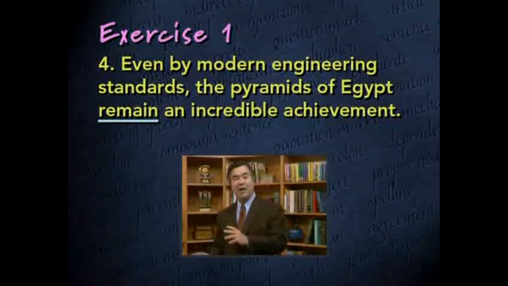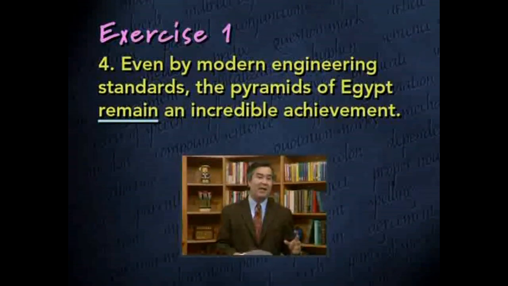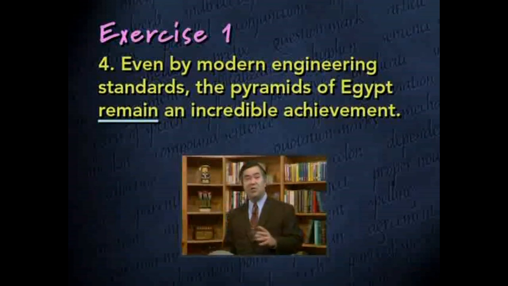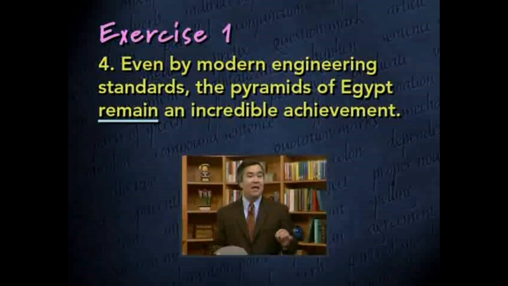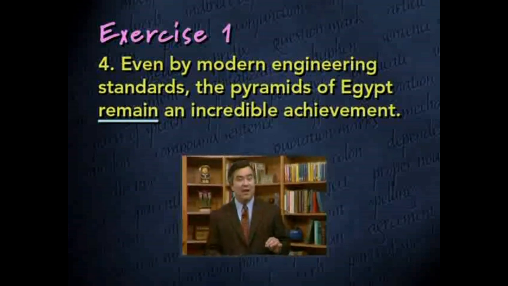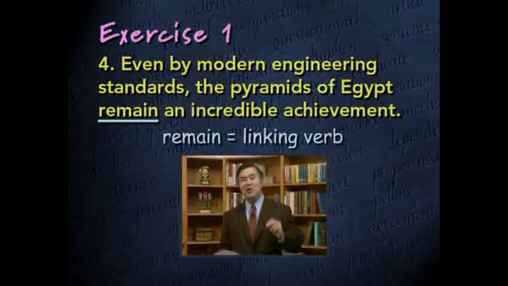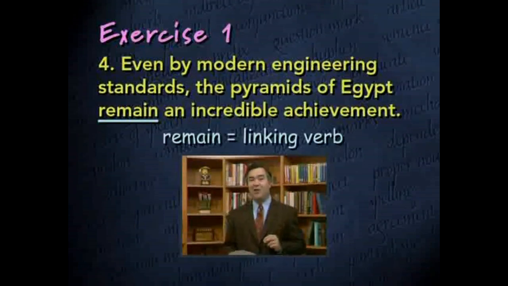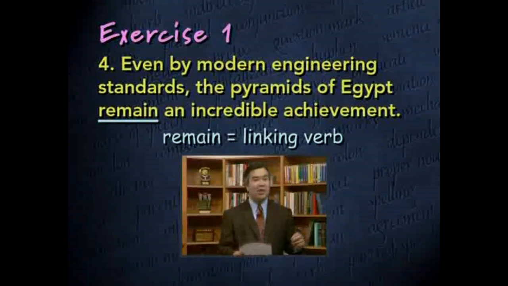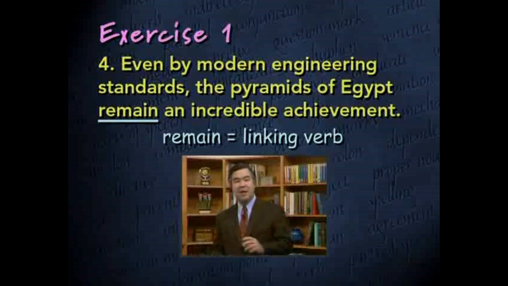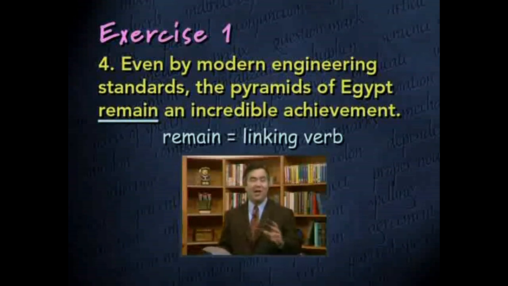Now, what about the words that follow remain? How do those relate back to the verb? Are they the object of the verb? That is, do they receive the action of the verb, or do they play some other role? Well, in this case, remain is not a verb of action, but rather a verb of being, and therefore you can probably anticipate that it's being used as a linking verb, because that's how verbs of being are used. And sure enough, what follows the verb remain is an incredible achievement. These words explain what the pyramids of Egypt are. They are an incredible achievement. So what comes before and after the verb in this sentence, those two things are being equated. We're being told that they are the same as one another. And that makes the verb remain a linking verb.